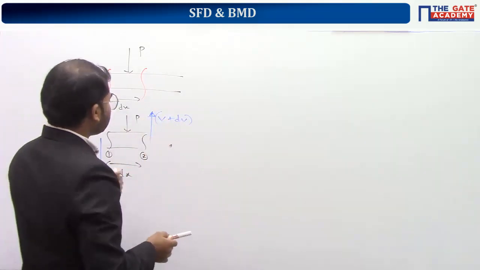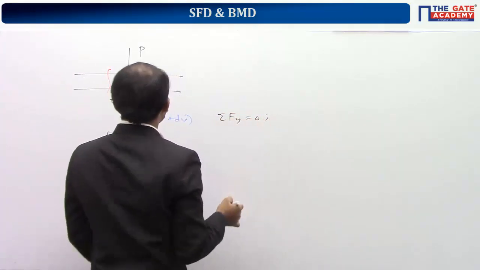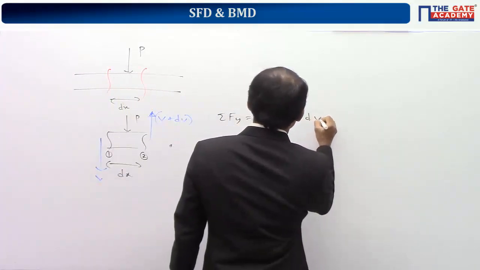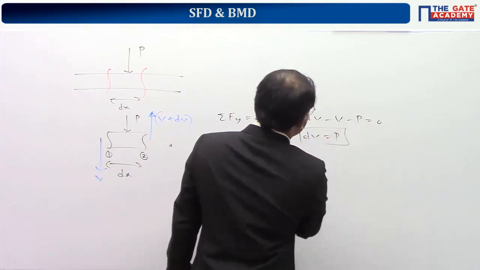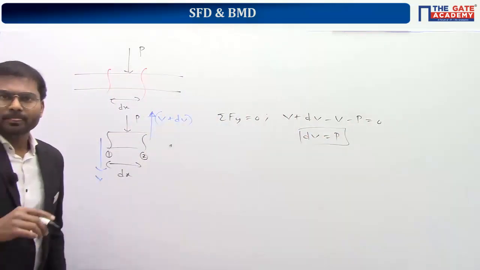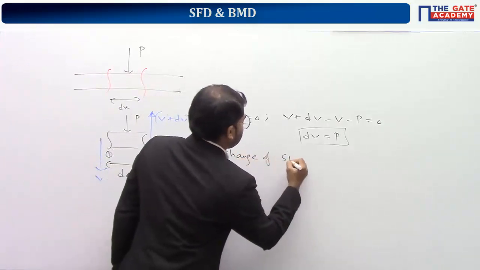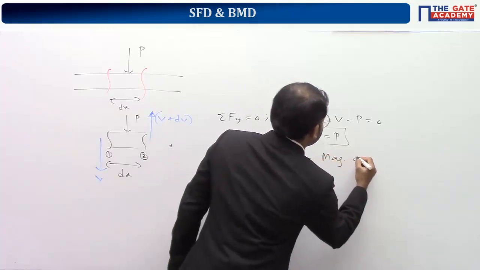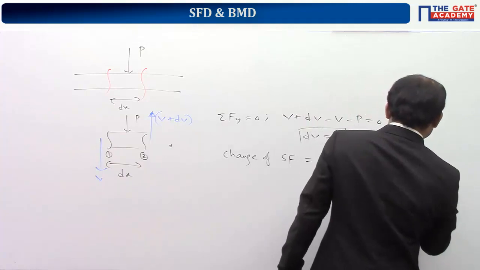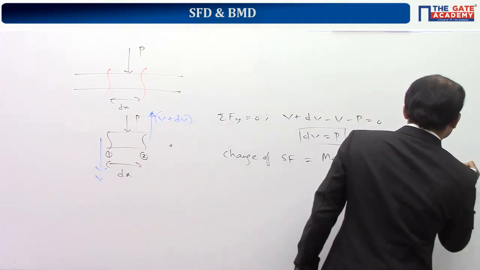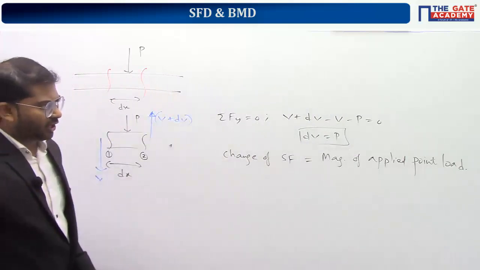Okay, so to get the relationship between V and P, we should take the condition that sigma Fy is equal to 0. This gives us V plus dV minus V minus P is equal to 0. This gives us dV is equal to P. That means change of shear force is equal to magnitude of applied point load. Change of shear force is equal to magnitude of applied point load.